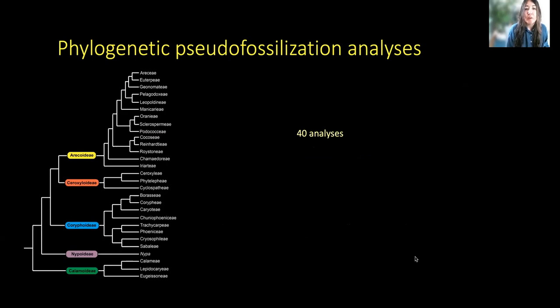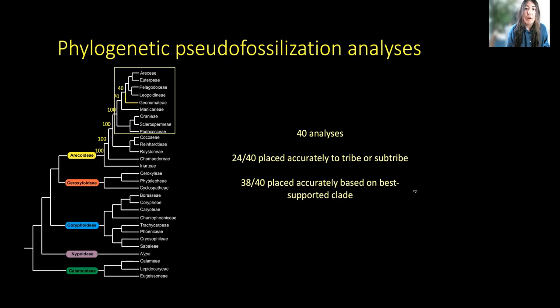Okay, so we performed 40 of these analyses for genera throughout the phylogeny. All the taxa chosen exhibited a range of data completeness that matches that of the fossils we analyzed. Overall, 24 out of 40 genera were placed correctly to either the tribe or subtribe level in the highest likelihood tree. And in nearly all other cases, the correct placement was encompassed by the best supported clade, indicating that high node support is a reliable indicator of accuracy. However, I said nearly all because 2 genera were not.